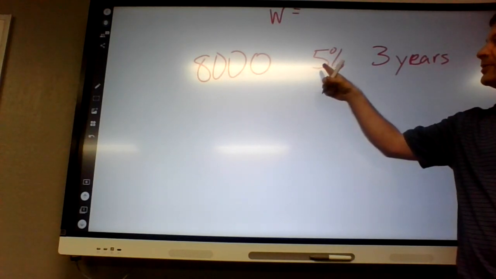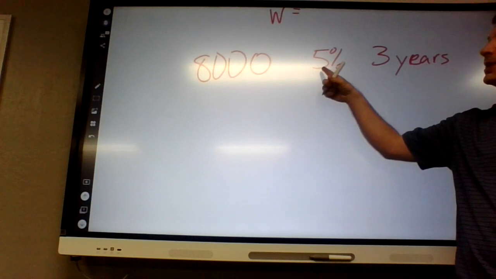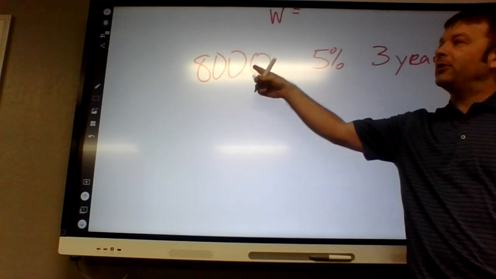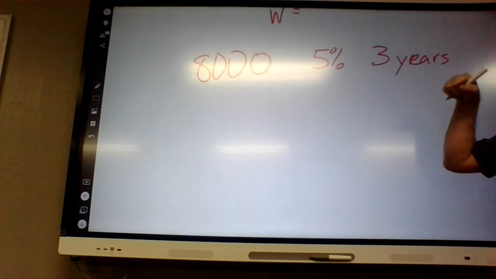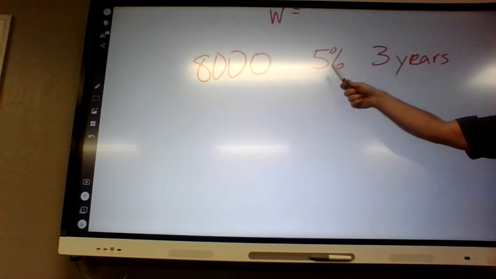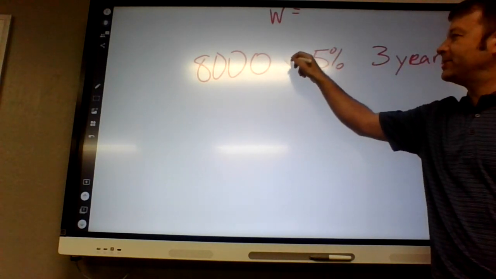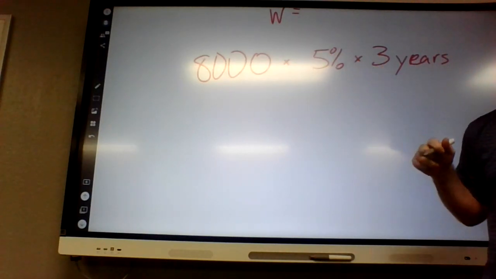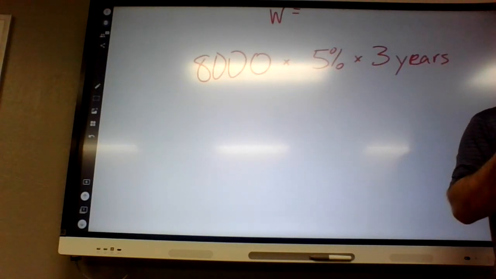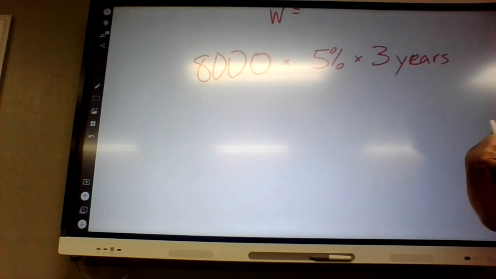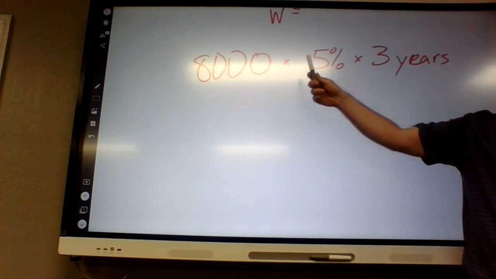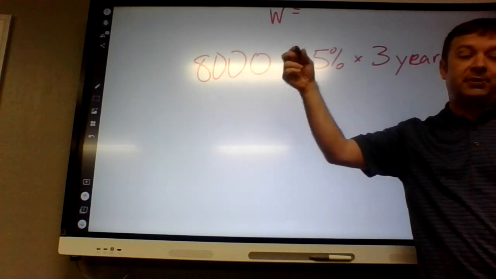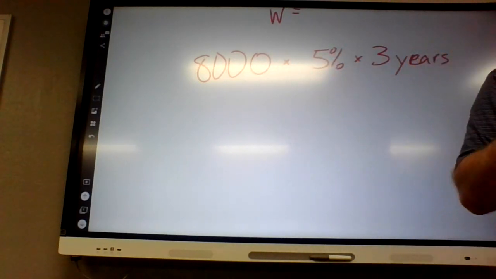So what you have to pay back is 5% of what they borrowed. But since they borrowed it for 3 years, times three. So 5% times 3 years, that's how you figure out the interest. That's just the extra you have to pay back. If they ask for the total to pay back, you have to add that back to $8,000. $8,000 plus interest.